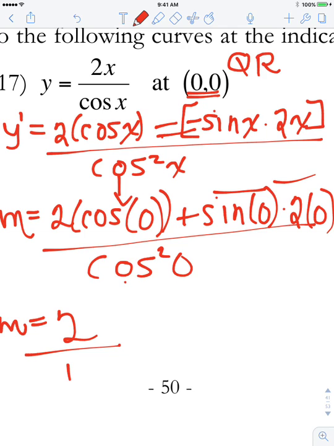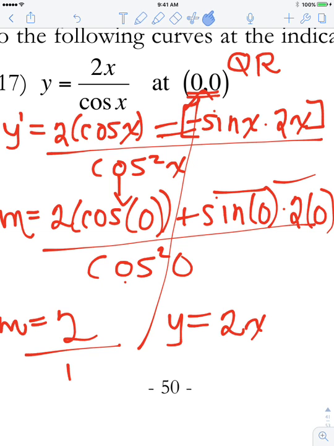And again, I'm going to go back to my ordered pair that's given. And they gave me the y-intercept. So I'm not going to go through all that rigmarole to try to find b. It's given to me. So y equals 2x. You're done. All right, last one.